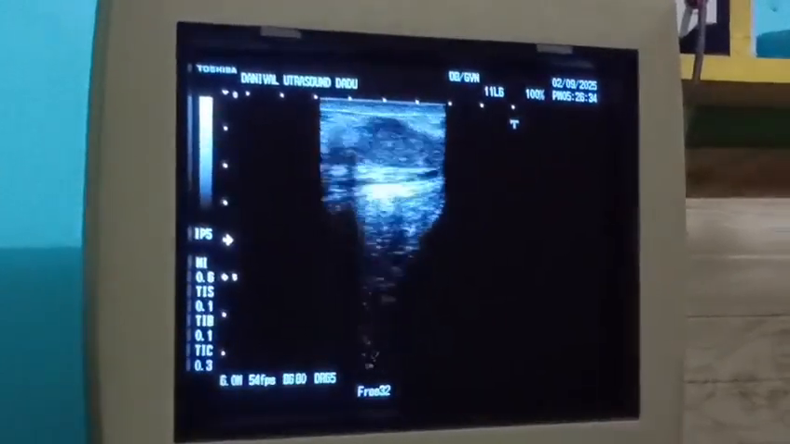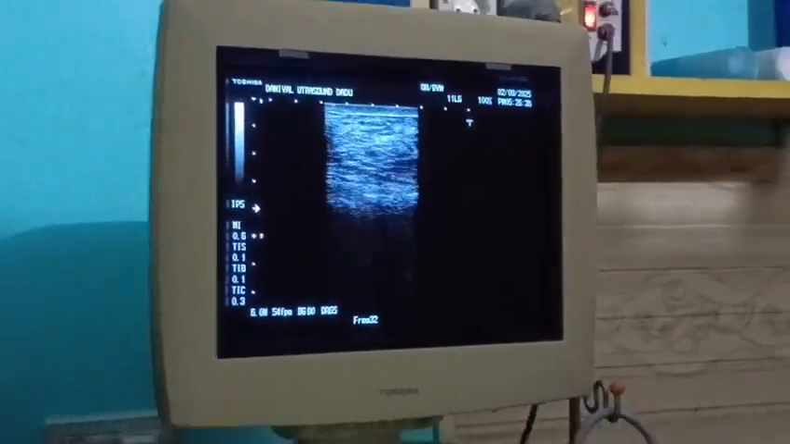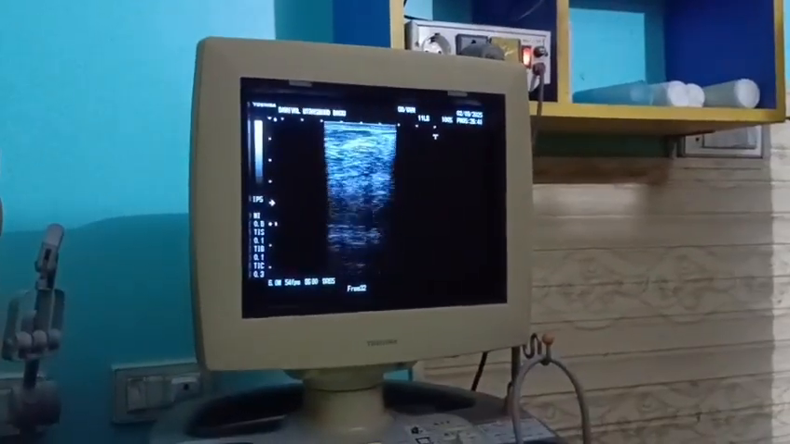So that's the end of our session. I wanted to show you this thing which is very interesting. Here is the omental tissue.